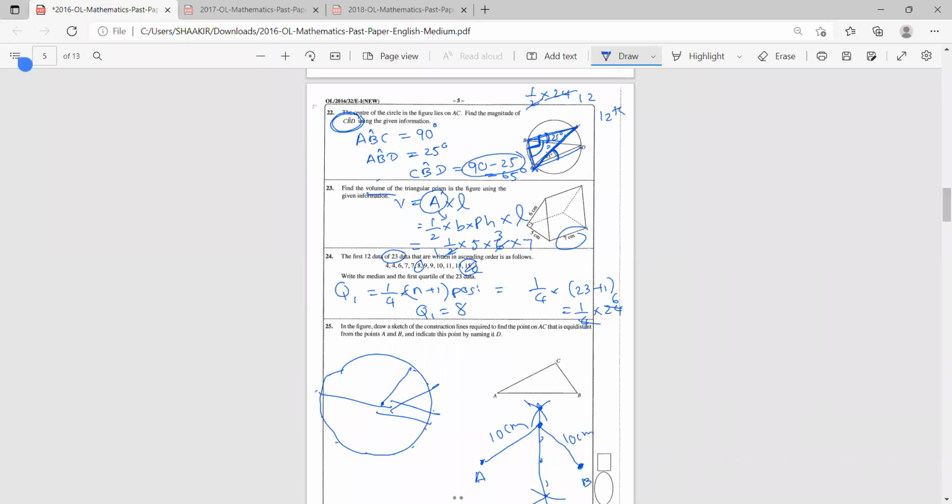So why is it equidistant? Think you are taking this point. Let's take this point as 8 centimeters. Then from B also it will be 8 centimeters. It will be equidistant. Okay, so just something like that they have given in this question also.